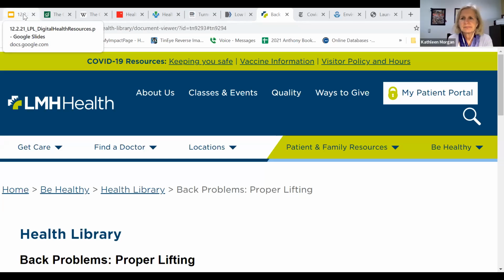I think I stopped the share. Are you able to see my screen? Oh. Yeah, now it's back. Okay. I clicked on the wrong thing.